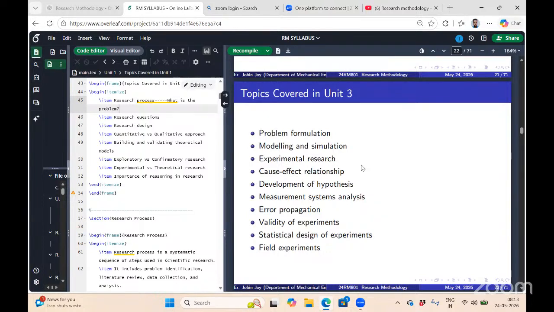Field experiments means experiments conducted in real situations, out of the laboratory. This helps us understand the real behavior of the system.